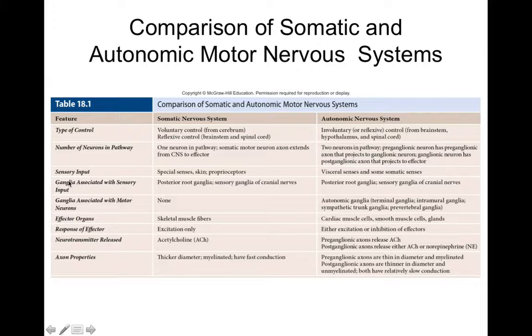How about for sensory input? What type of sensory input is involved with your somatic nervous system? So skin. What else? Special senses. What else we got? For the somatic, remember, somatic means body. So what else can we sense about our body? Touch, which is skin, right? So touch, temperature, pain, vibration. You feel it with your skin. What else can you feel about your body? Pressure in skin.